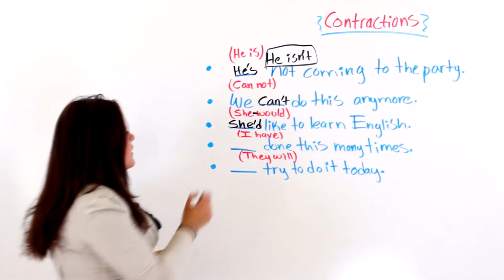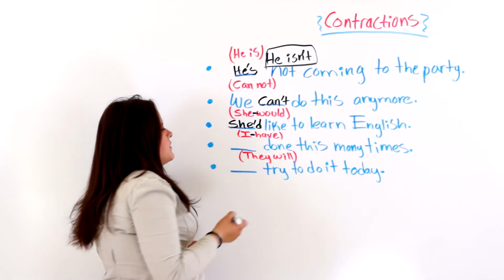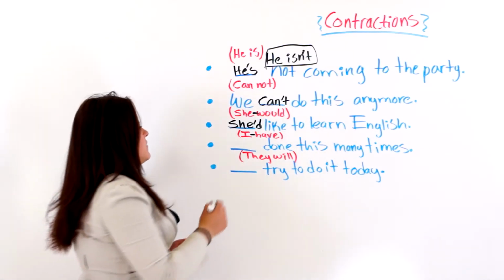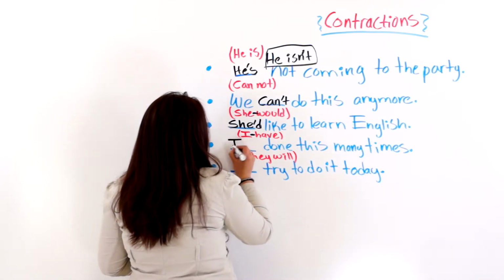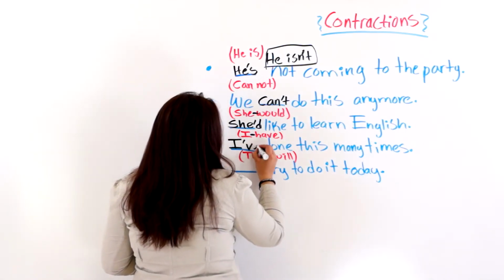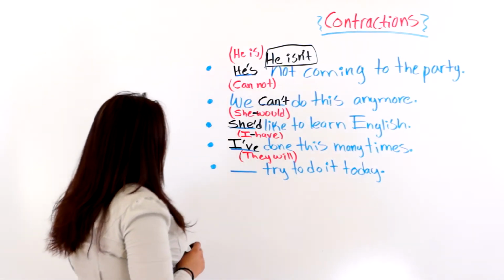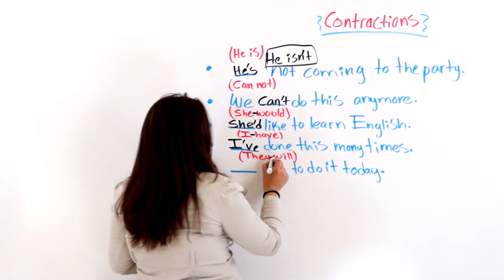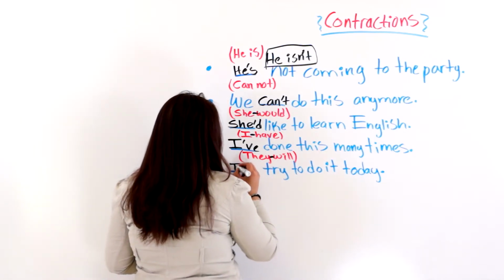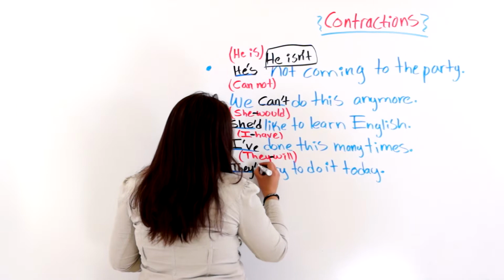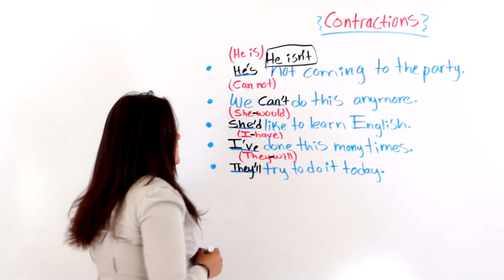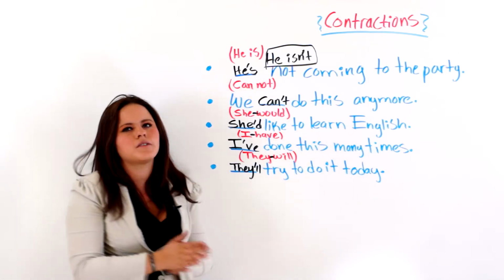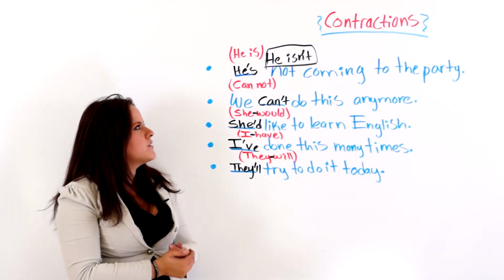And the next one, I have done this many times. I have done this many times. How could you contract I have? I apostrophe V-E, right? And the next one is they will try to do it today. They will. How do you do this one here? They'll, right? They'll try to do it today, right? So these are some ways to contract some of these words.